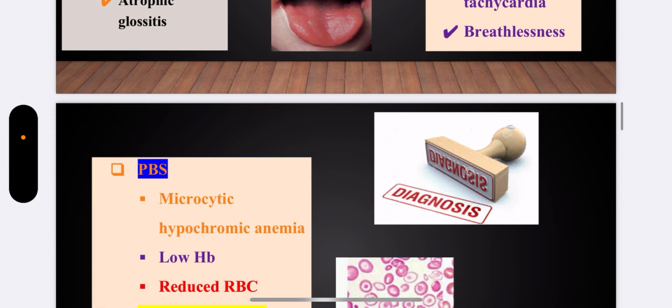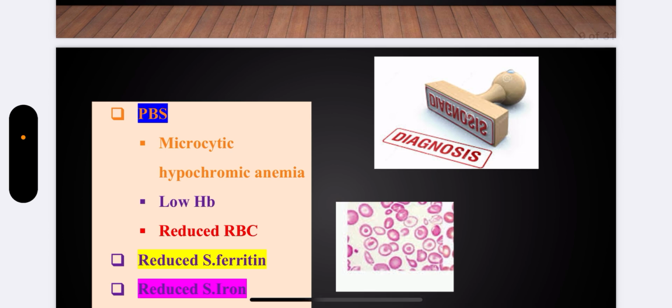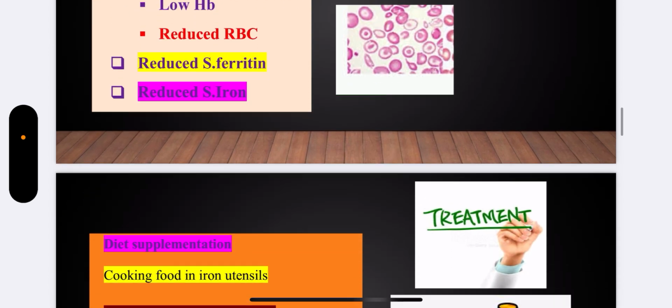Now, how can we diagnose that the person is suffering from the deficiency of iron, not from the deficiency of any other factor? First investigation we always prefer is peripheral blood smear. As previously discussed, there is presence of microcytic hypochromic anemia. Hemoglobin concentration will be lesser, RBC count will be decreased. If we will focus on the serum ferritin and serum iron, both these will be decreased. So by all these parameters, we can say that the person is suffering from iron deficiency anemia.